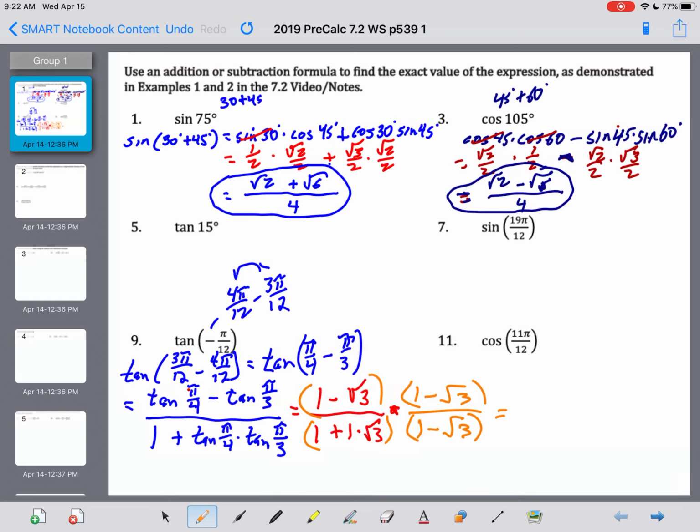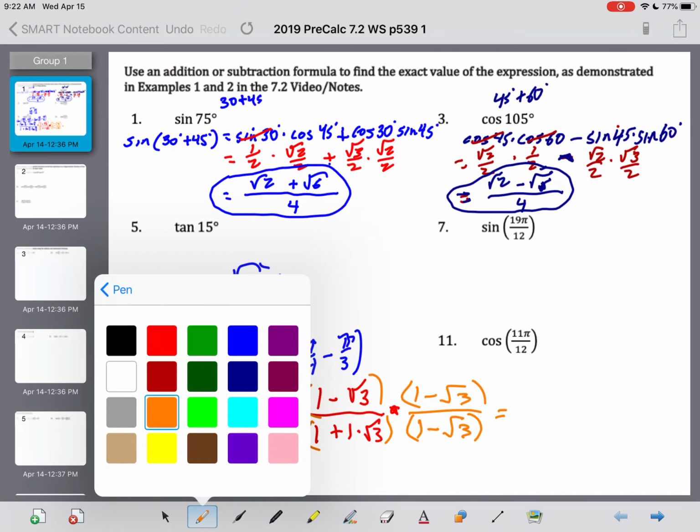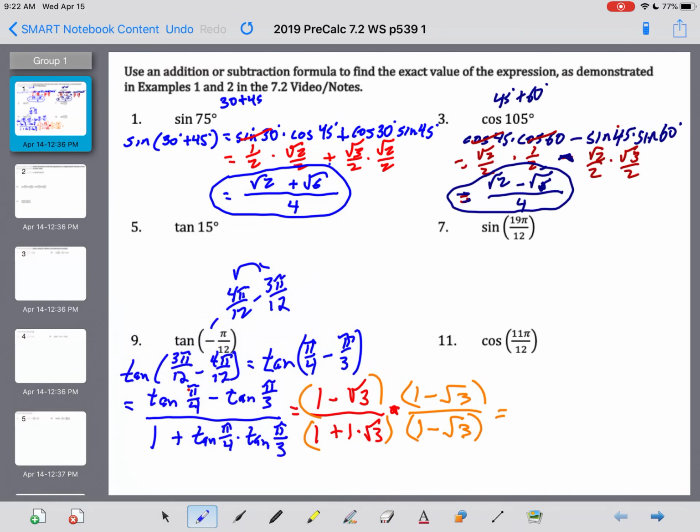I'm going to go back to my blue here. If I FOIL this out, I get first times first for 1, then I get 2, my middle terms collect, and here I get a plus 3. Down below here I have a complex conjugate, so I'm going to get 1 minus 3, no middle term.